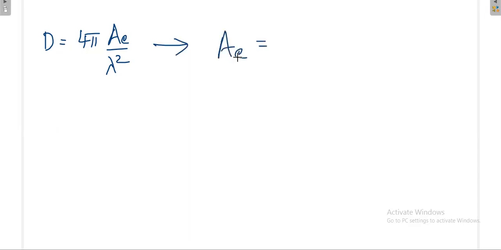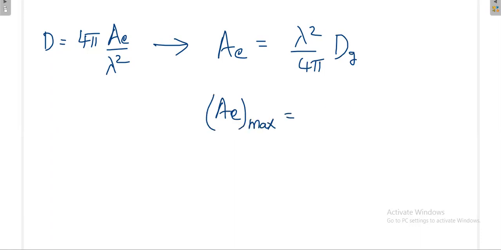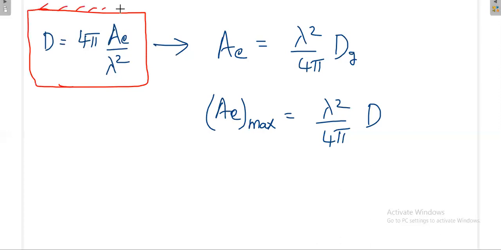Then I can write AE as lambda square divided by 4 pi times the directivity. Or otherwise, if this is the directive gain, then AE max, the maximum effective aperture area, is lambda square divided by 4 pi times directivity. So always, without any confusion, remember this formula. This is important, we will use it most often: directivity is equal to 4 pi effective aperture area divided by lambda square. Don't confuse it with this other formula.